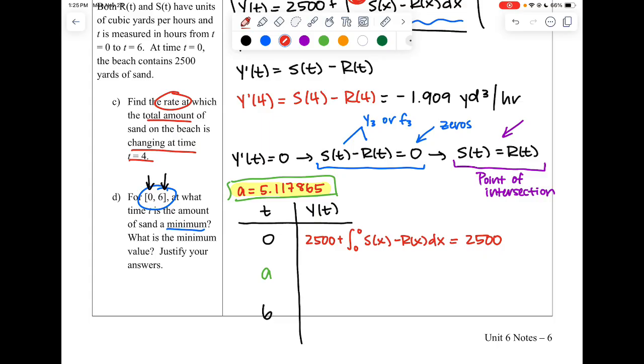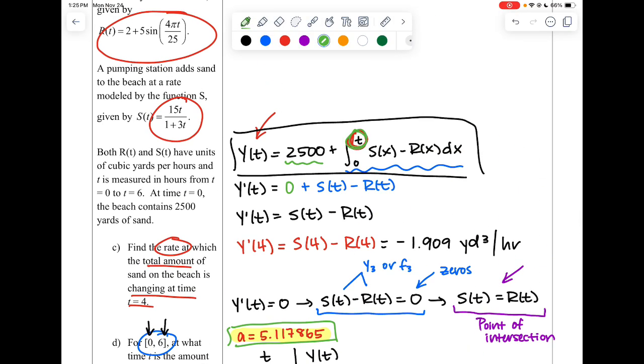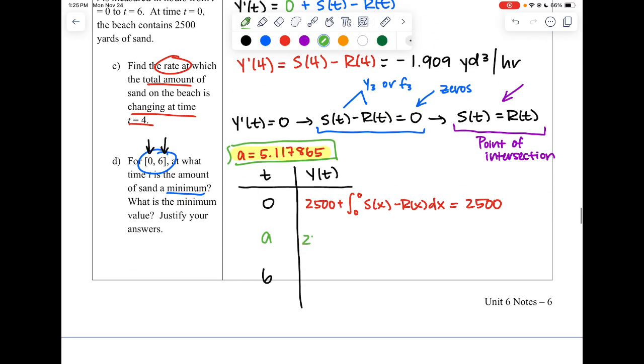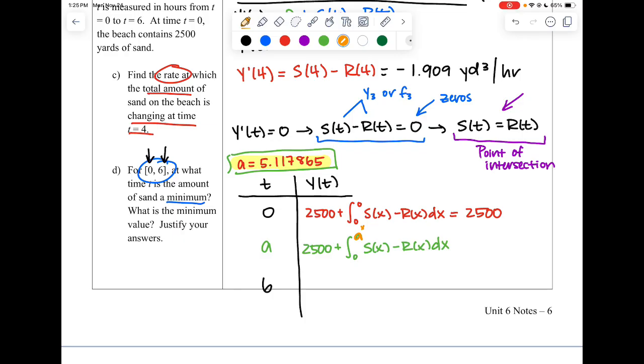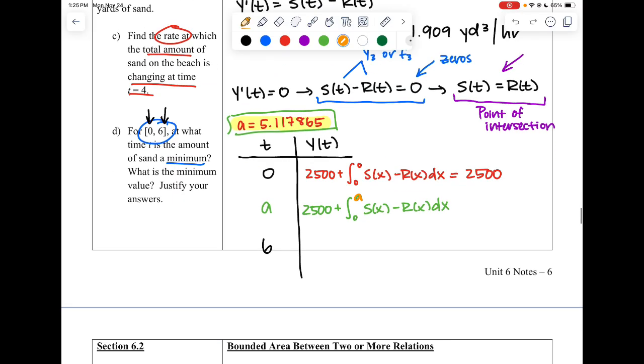Next, I'm going to take my critical value A and plug that in for my bound, because that's what I want to test. So I'm going to have 2500 plus the integral from 0 to A of s of x minus r of x dx. I'm not going to jump back to my calculator because I believe in you, I really do, but when you type this into your calculator, because you've already stored that variable as A, or if you're on that 84 and you chose to leave it as X, you can go ahead and do that, and it should calculate out what all of this is.